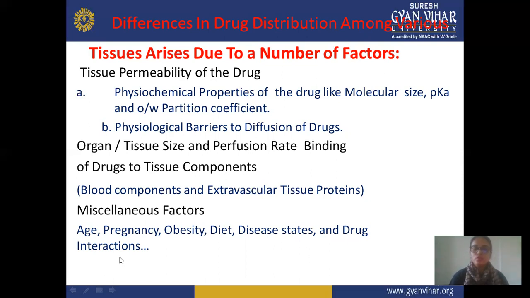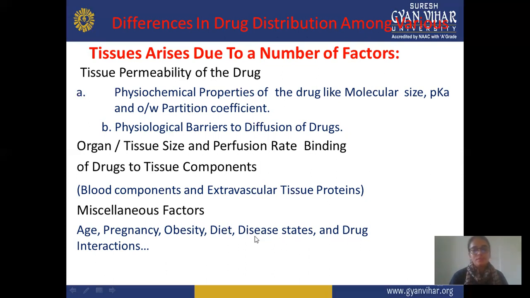Obesity also shows some distribution problems, or fast distribution of lipophilic drugs, due to the fatty material present in an obese person. Diet, whether a fasting state or the food that we take, is also responsible for different distribution amounts of the drug.